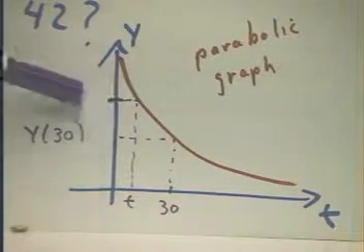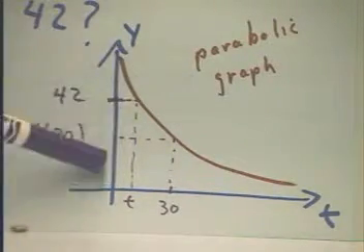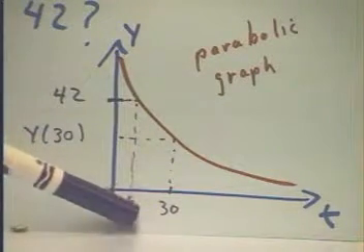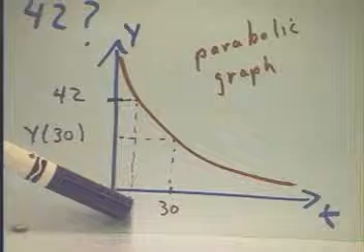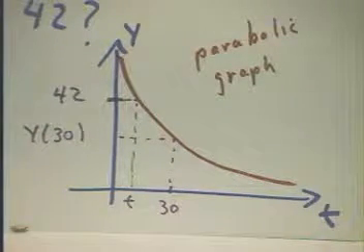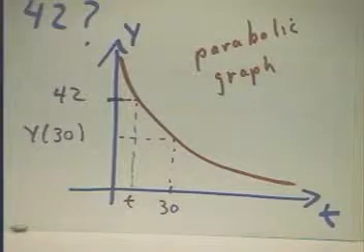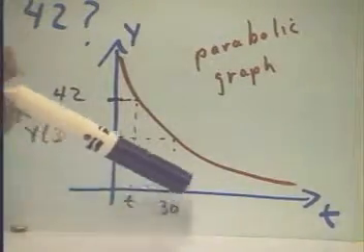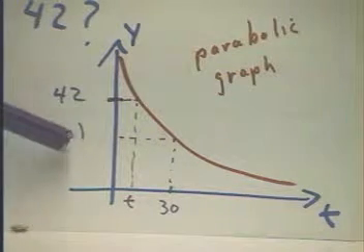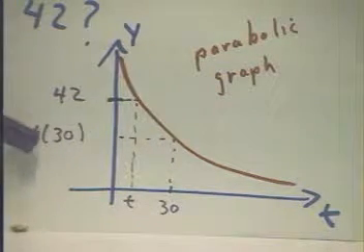That means y is 42, so we're going to look at 42 on the y scale. We come over to the graph and down and we find the t, the clock time, when the depth is 42. Another question is, what's the depth at t equals 30? Well, we find 30 on the t-axis, and we come up to the graph and across here, and we get y at 30. This is function notation, y of 30.